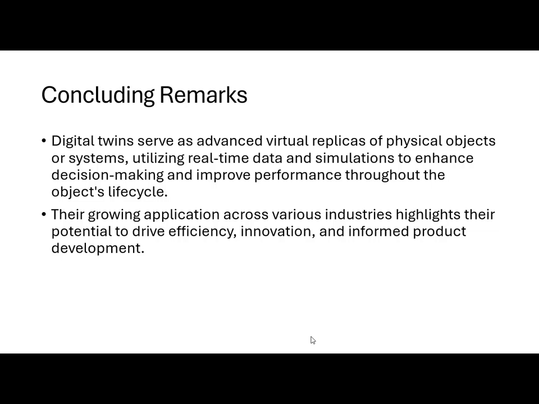Concluding remarks. Digital twins serve as advanced virtual replicas of physical objects or systems, utilizing real-time data and simulations to enhance decision making and improve performance throughout the object's life cycle. Their growing applications across various industries highlight their potential to drive efficiency, innovation, and inform product development.